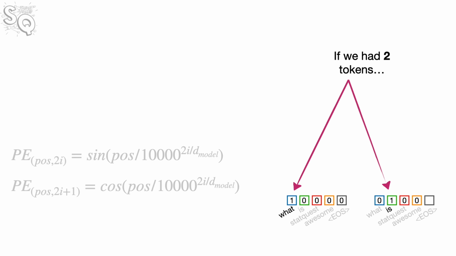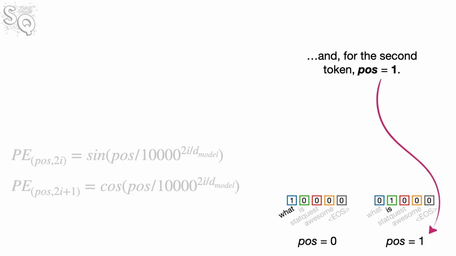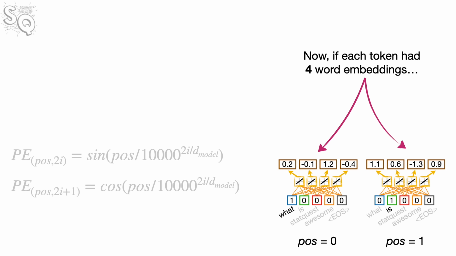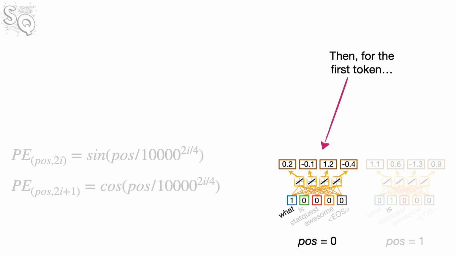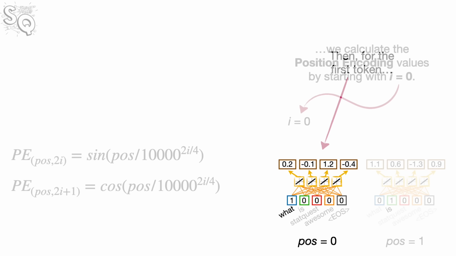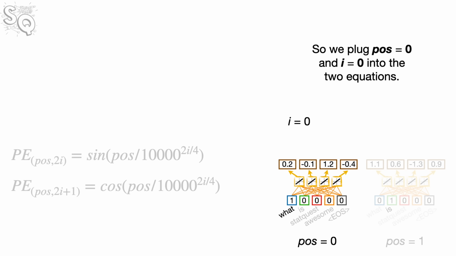If we had 2 tokens, then for the first token, pos equals 0. And for the second token, pos equals 1. Now, if each token had 4 word embeddings, then d model equals 4. Then, for the first token, we calculate the position encoding values by starting with i equals 0. So we plug pos equals 0 and i equals 0 into the 2 equations.